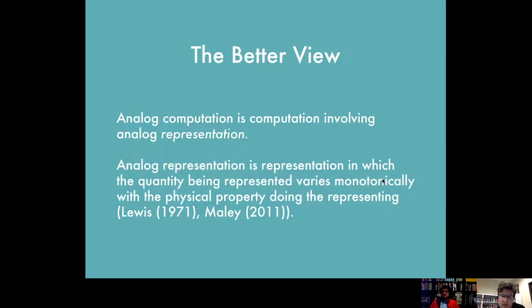And this is something I've worked on in the past, and there's another philosopher, David Lewis, who I base this account on, where what's important about analog representation is that the quantity being represented varies monotonically with the physical property that's actually doing the representing. That sounds like a mouthful, but the basic idea is it's not continuity that was the essential feature of analog computers or analog representation. Most of the time they were continuous, but that's not the essential feature. Instead, the essential feature is this covariation.